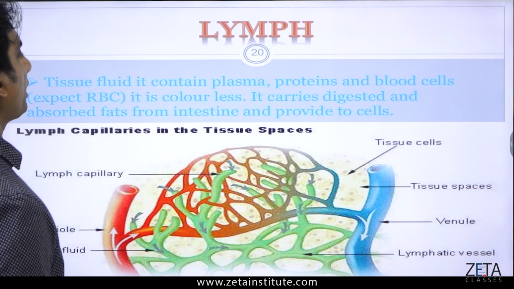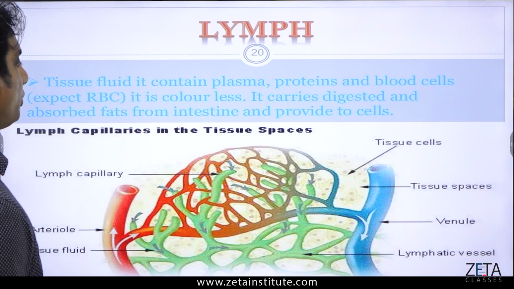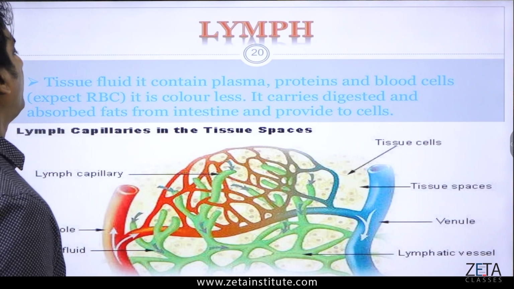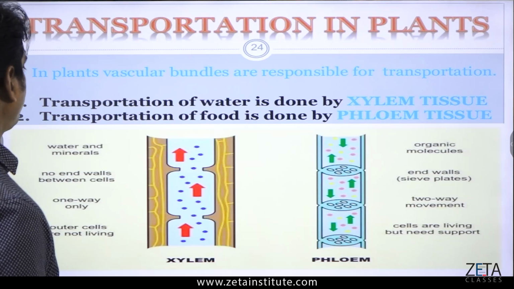Otherwise, tissue fluid contains plasma proteins and other cells except RBC, we have WBC, isn't it? White blood cells, platelets and all. It carries digested and absorbed fats from the intestine and provides them to cells.